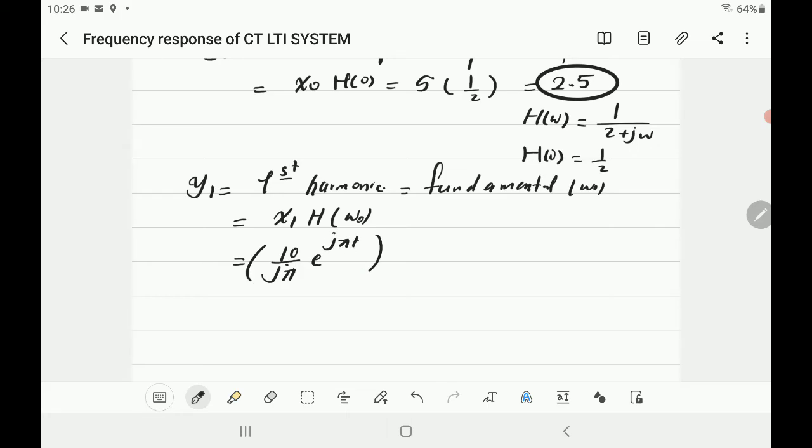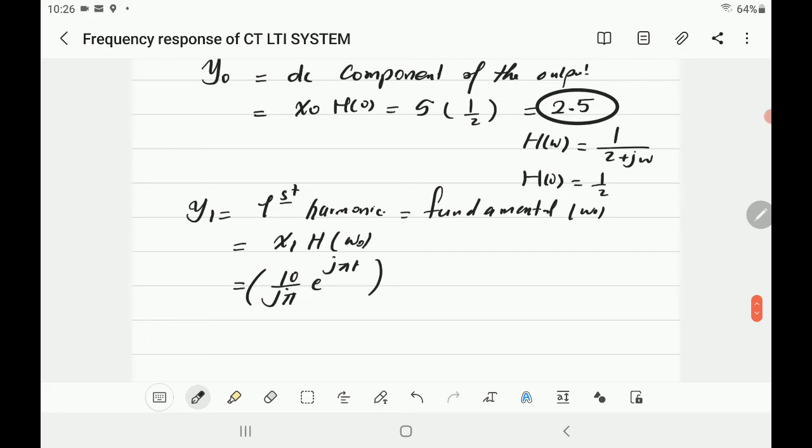That's all x1. For h omega naught, I have h omega, so I substitute omega naught, and you know omega naught is equal pi. So that will be equal to 1 over 2 plus j pi, because omega naught is equal pi. We found that in the beginning of the problem. So that's y1. And if you want to find the amplitude, we can find the amplitude of this one. It will be just some mathematical simplification. Let me work with you on this, the first one.